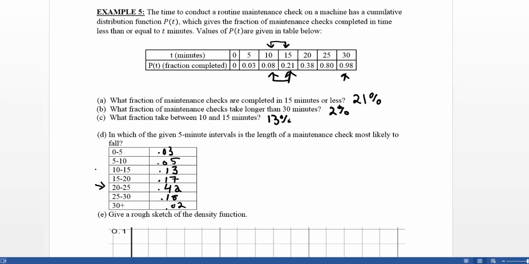Part E. Give a rough sketch of the density function. Now, what we need to do here is we need to take our different density amounts and figure out how to graph them. So we're going to be graphing these in 5-minute intervals because that's how our data is presented. So we need to graph what's happening from time 0 to 5, 5 to 10, 10 to 15, 15 to 20, so on and so forth.